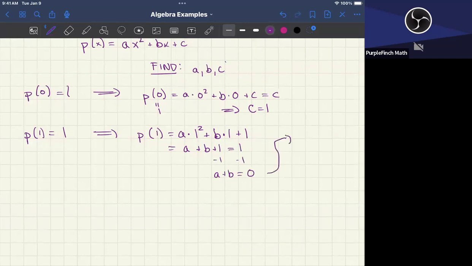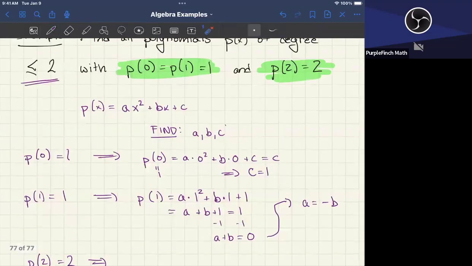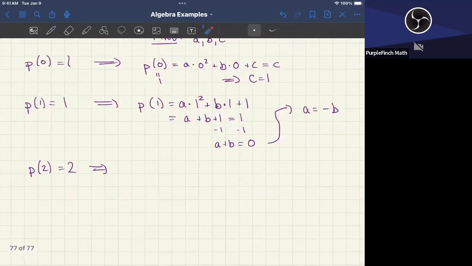I'm just going to pop it over here. That means a is the same as negative b. So we have this relationship between a and b that we already know about now. And that's not going to be enough to solve our entire polynomial, is it? So we're going to have to go back up here and use our last condition, p of 2 is equal to 2, and see what happens there.